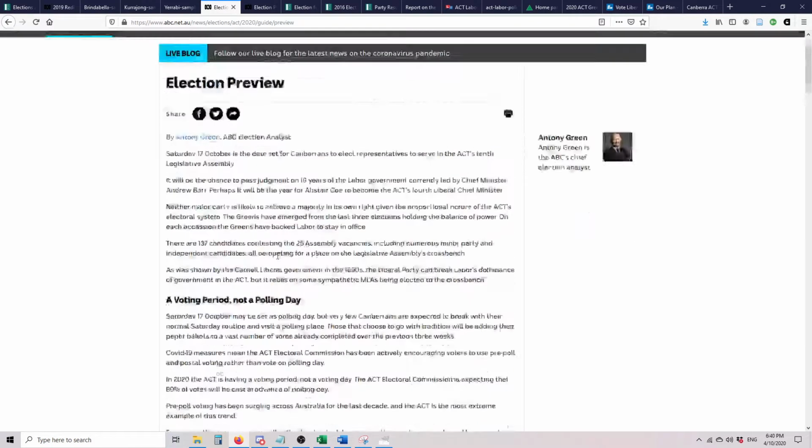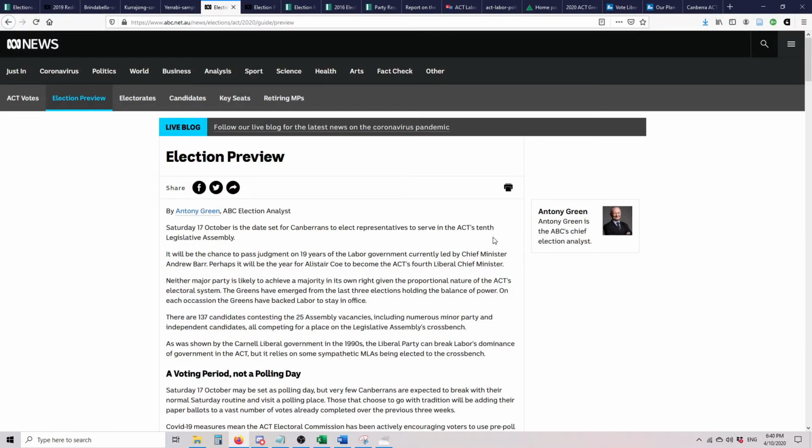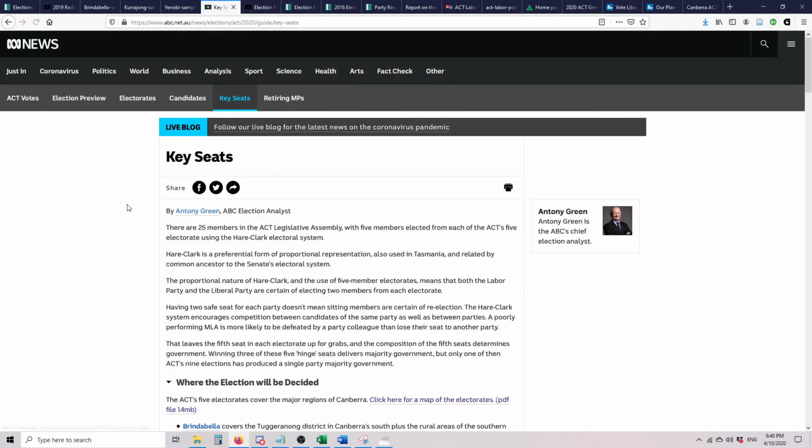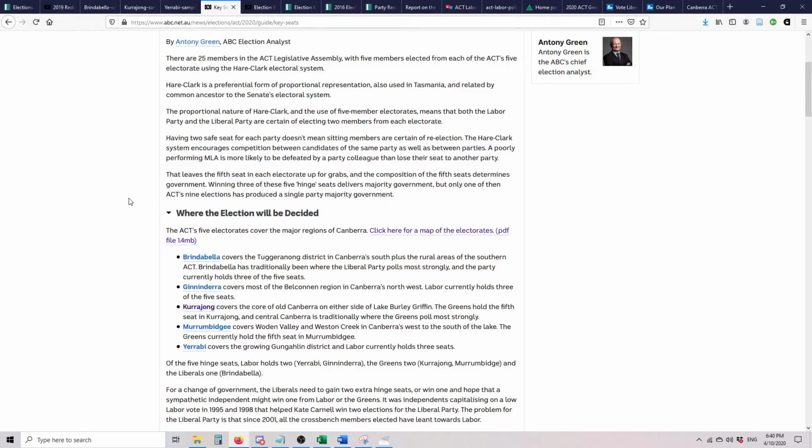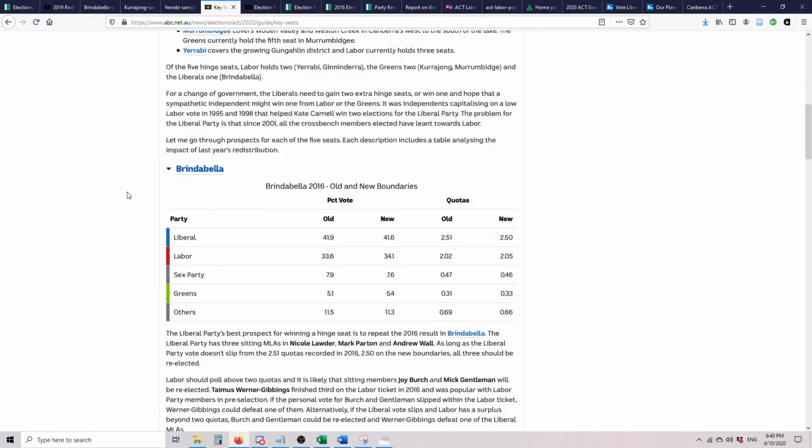I think this is the best possible resource if you're going to look up the ACT election, or most elections really. Anthony Green is a national treasure. Key seats is where we're going for this. So when we think about voting strategically, what we want to do is look at where our votes are going to matter the most.